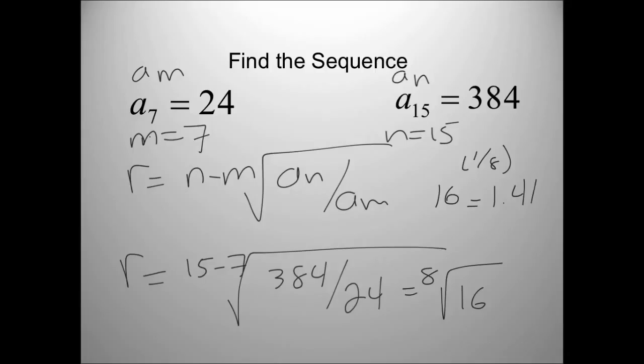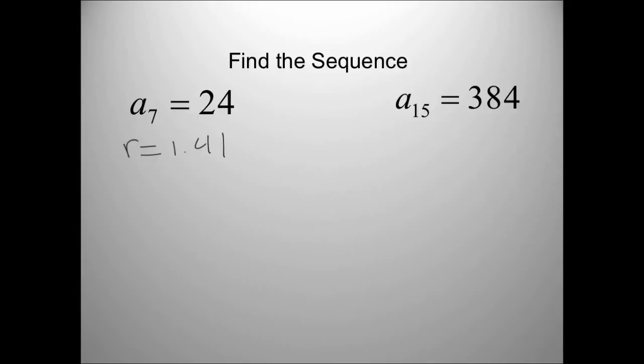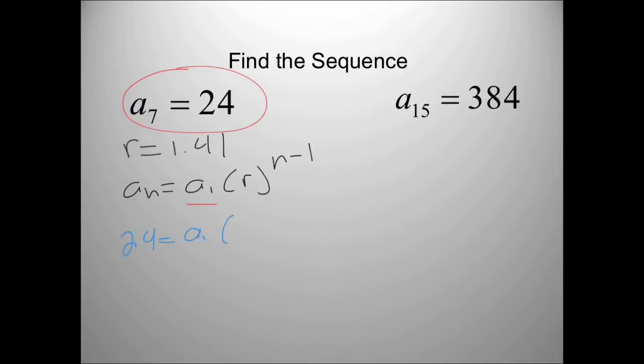And now that we have our r value, we can go back and find our sequence. We're going to go ahead and plug things into our generic geometric formula, which again is a sub n is equal to a1 times r to the n minus 1 power. What we don't know right now is what is a1. So in order to find that, I'm going to plug in a term. Let's say I plug in my a sub 7 term. That means I have 24 is equal to a sub 1 times 1.41 to the 7 minus 1 power. So that's going to give me 24 is equal to a sub 1 times 1.41 to the 6th.